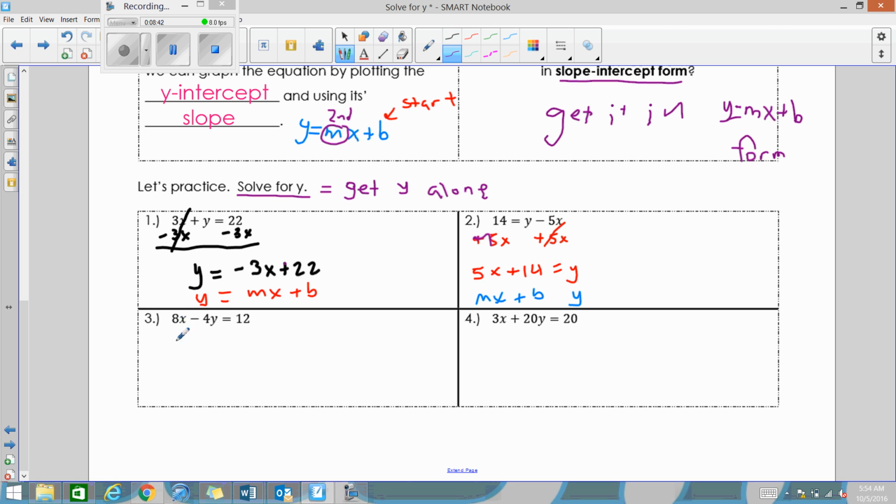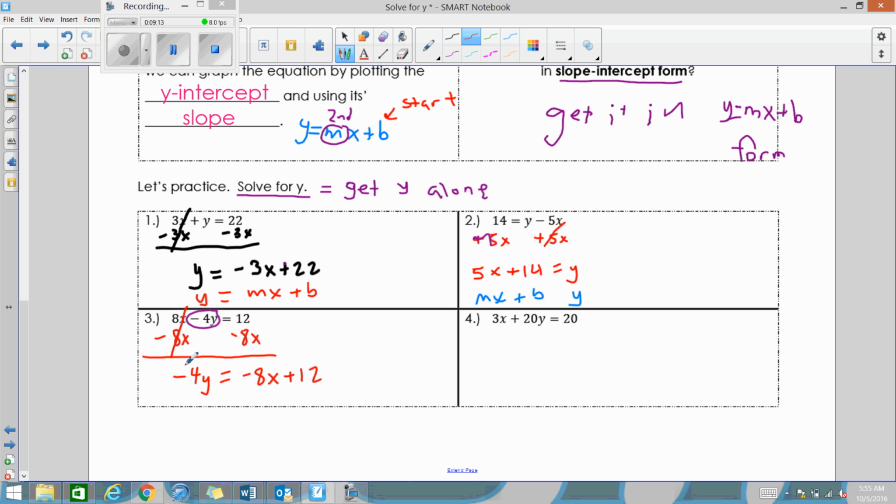Let's keep going. So now look over here. Again, we want to solve for y. Now look, this 4y is a y right now. So we start by subtracting 8x. We have to move that 8x. So the 8x goes away. So we're left with negative 4y equals negative 8x plus 12. We always want to put the x first.